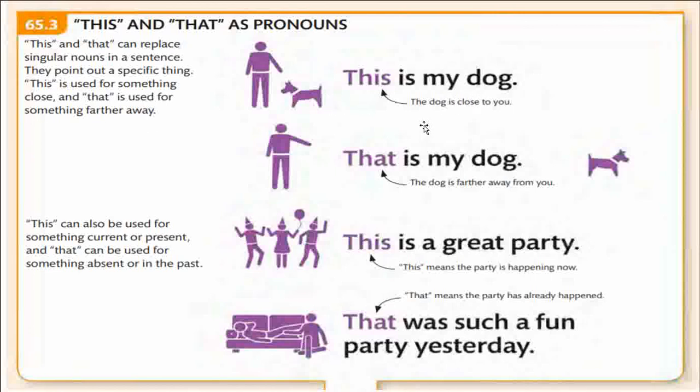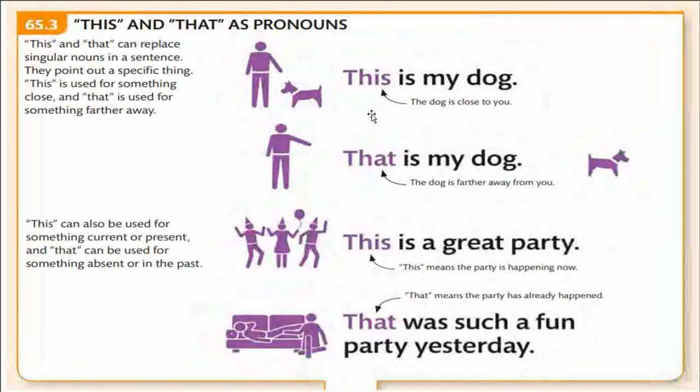This is my dog. This dog is close to you. So this is very clear. We have learned this so far. That is my dog. The dog is further away from you. So that is my dog. Now, the pointer comes that this and that can replace singular nouns in a sentence. They point out a specific thing. This is used for something close and that is used for something further away. We have just seen that example.